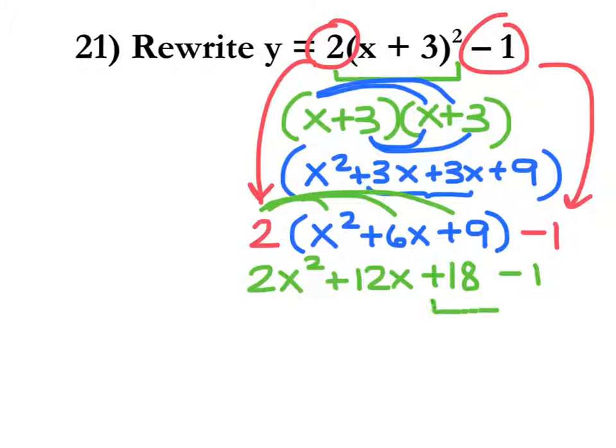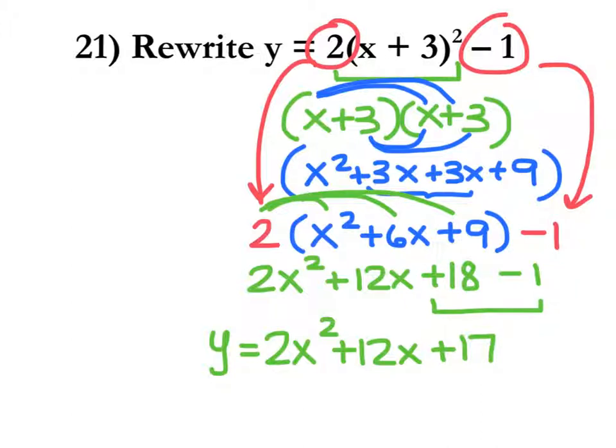So now I can combine, finally, these two terms. And my final answer, guys, is going to be y equals 2x squared plus 12x plus 17. All I did was take vertex form and I rewrote it into standard form. And now we can go on.